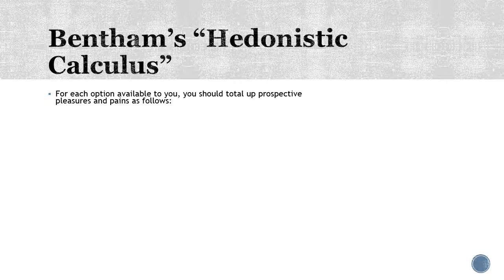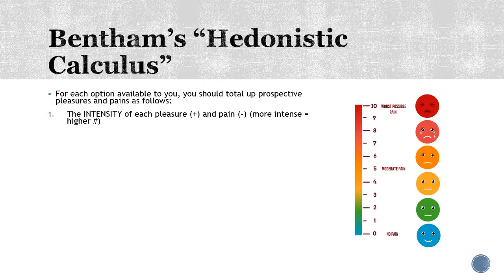And so here's how it works. Again, you have a variety of options available to you. You can take all sorts of different actions. The idea is you should say, okay, here are the actions that are available, and for each of them, you total up all of its consequences. The way that you think about its consequences is as follows. The first thing you do is think about the pleasures and the pains that it causes, and the intensity of each pleasure or pain. The more intense the pleasure, the higher the number you get. The more intense the pain, the higher the negative number you get.